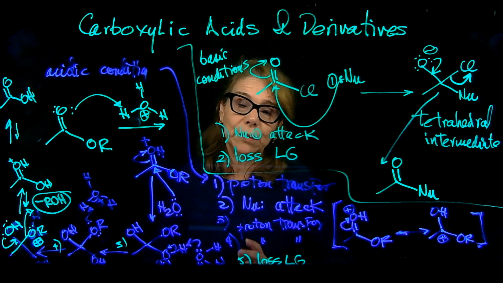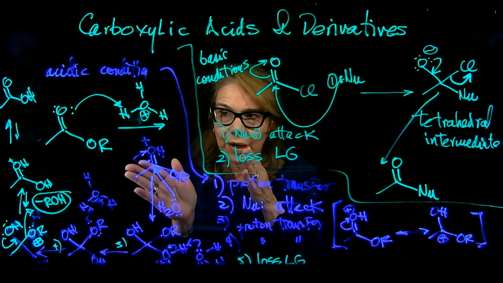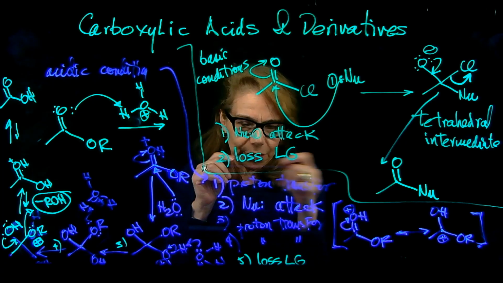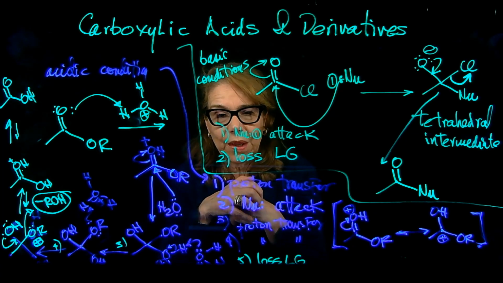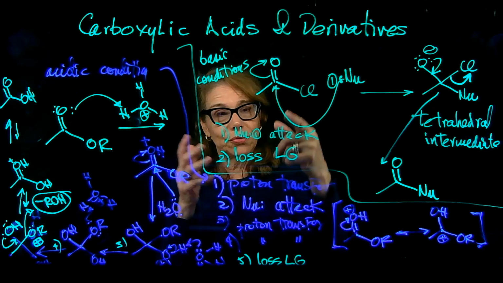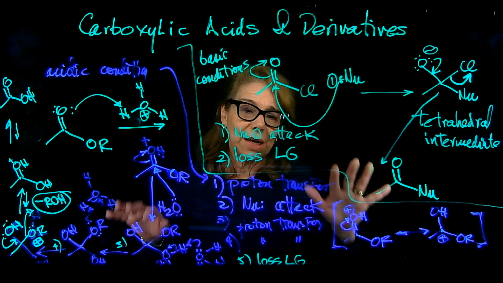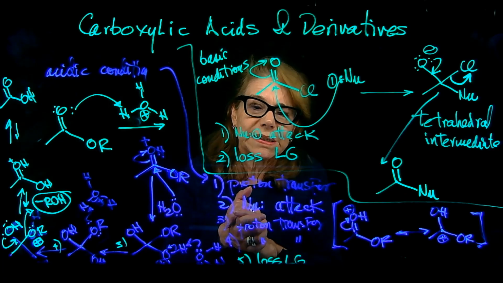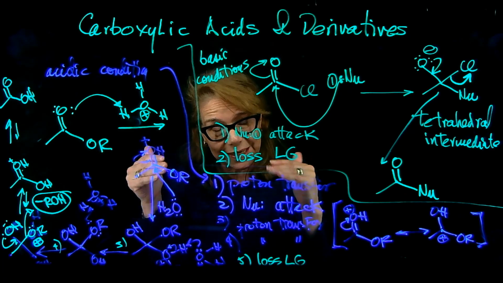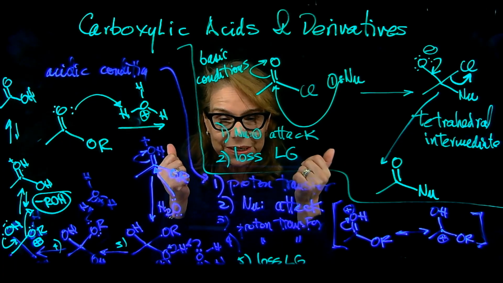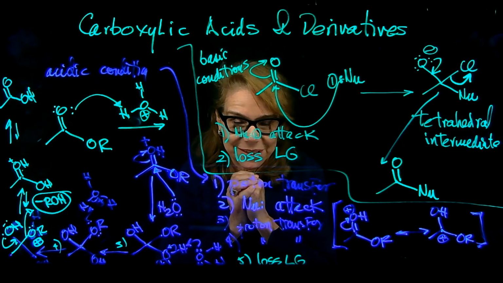So we need a number of steps. But always remember, you start by protonating the oxygen, because that makes the carbon more electrophilic. And you don't need that in the case of acid chlorides, and in most cases not for the anhydrides. But these are the two mechanisms that we will be seeing and doing products. So understanding mechanisms helps us predict products. So that's one reason why we teach mechanisms in organic chemistry.